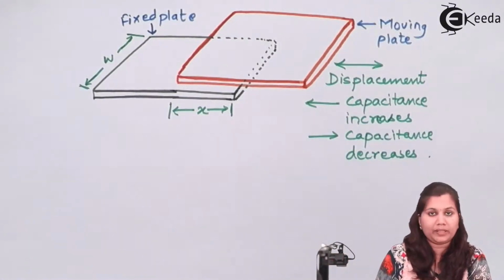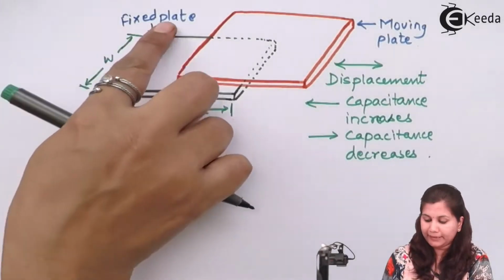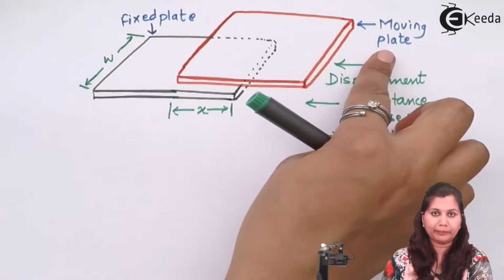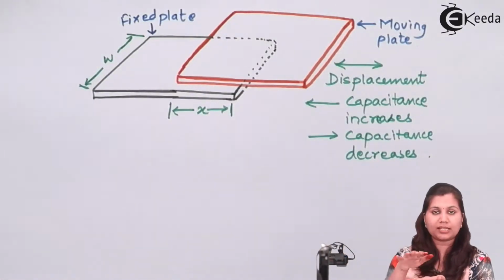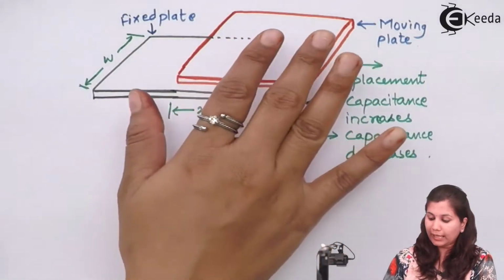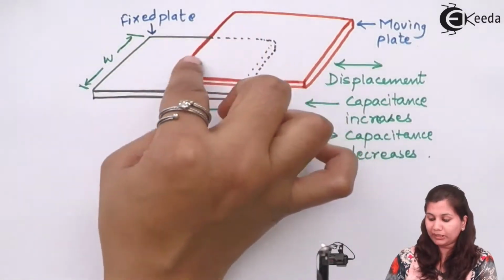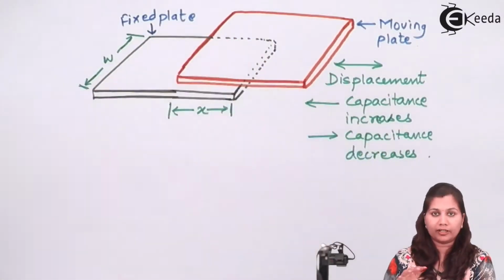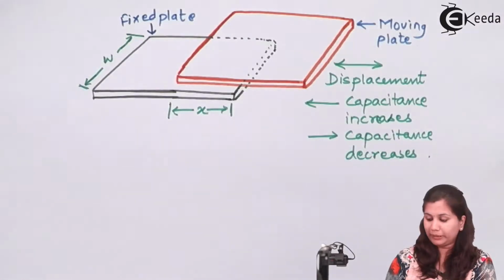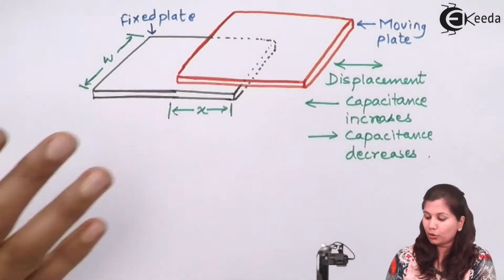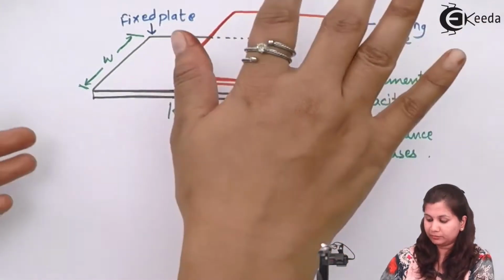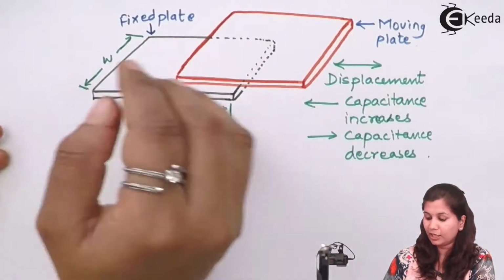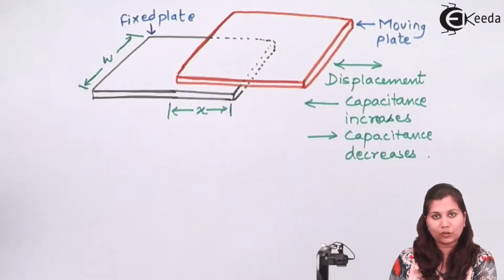So in this diagram you can see we are having two plates. One plate is the fixed plate and another is the moving plate. The fixed plate is kept fixed, and the moving plate is moved over this fixed plate. Now as this plate is moving, the overlapping area, the overlapped area between the two plates, keeps changing. So when this moving plate is moved in this direction, you can see that the overlapping area is increasing.